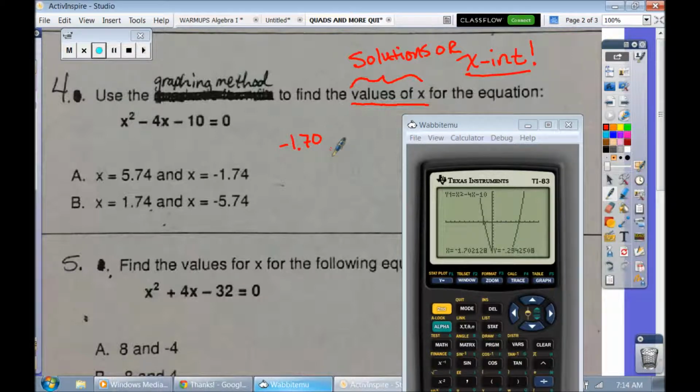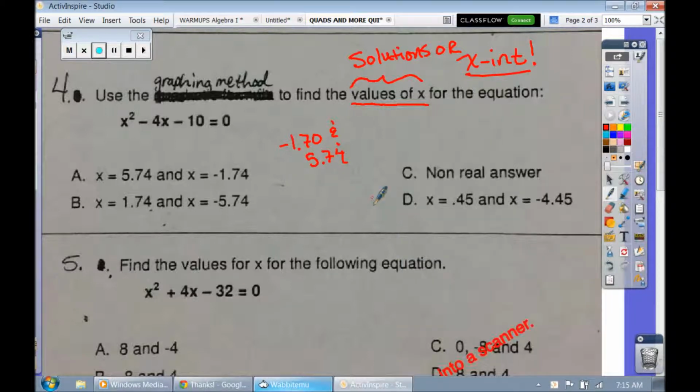And then we're going to continue tracing, but we're going to go to the other side. You have to go all the way down, come back up, get it close to the x-axis, and we're going to say that's 5.74. So then all you have to do is match up the two answers that are close to negative 1.70 and 5.74. Well, look right here. Negative 1.74 is close to negative 1.70, and 5.74, we got that. So our answer is A.